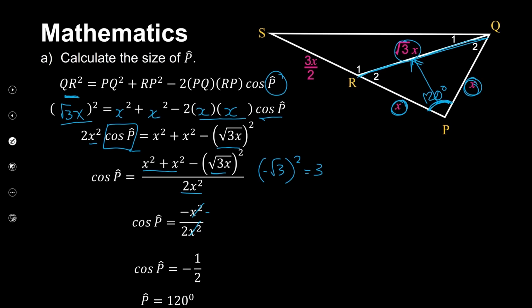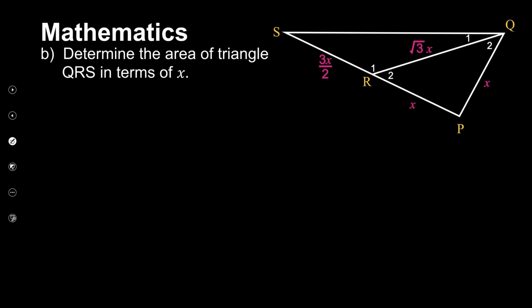Okay, one more question on this. They've asked us to find the area of the triangle QRS in terms of x. So we need to find the area of this triangle here, QRS, in terms of x. And if you notice already, we've got one side and we've got two sides, so we're going to try and make a plane to get some other information.